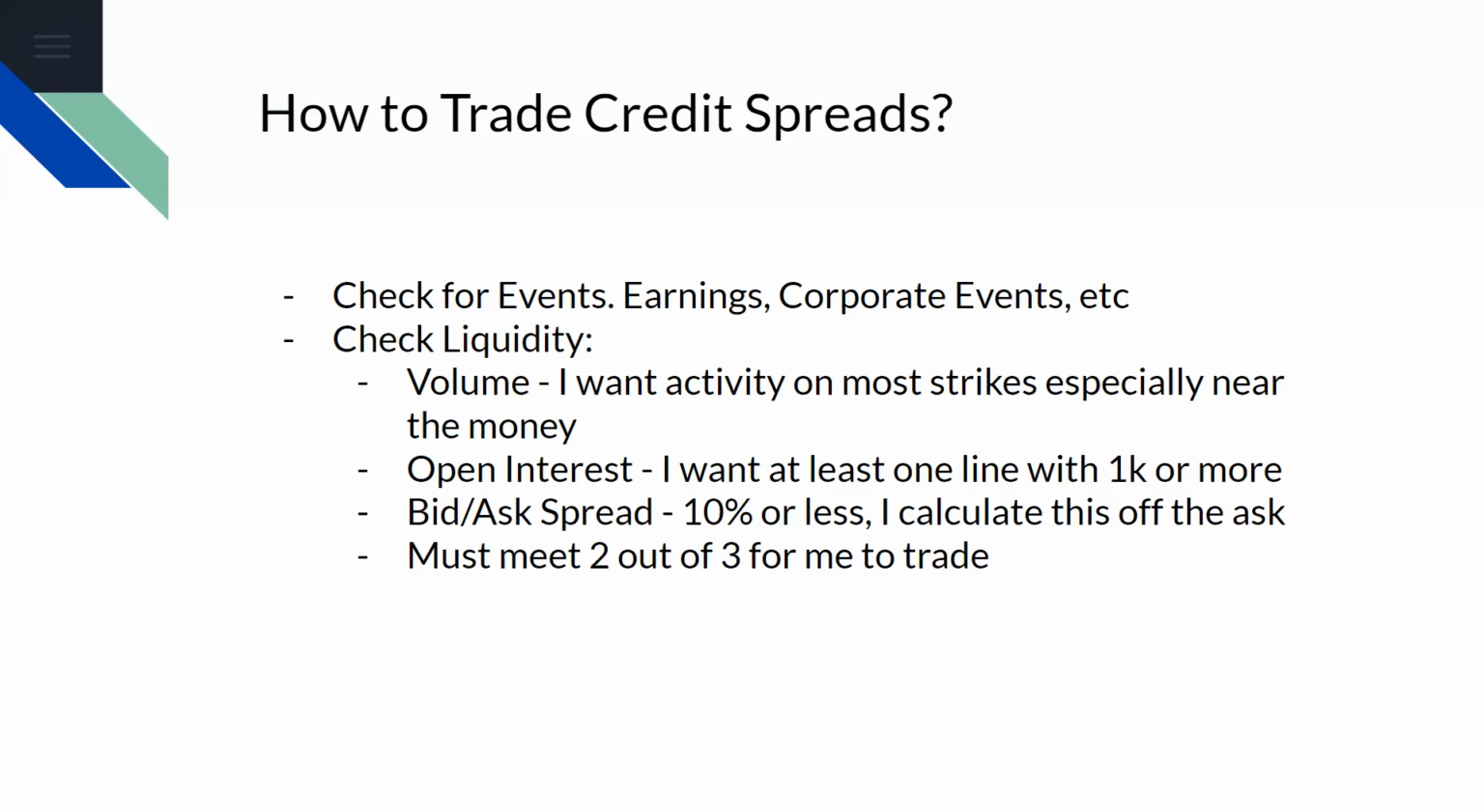So for me, when I look at these 3 things, it's a 2 out of 3. If it meets 2 out of the 3 and I like the trade setup, I am still within my guidelines to trade it. So maybe volume is a little light, but the open interest and bid-ask spread is great. Well, that meets my 2 out of 3 criteria and allows me to potentially take a trade on that stock.